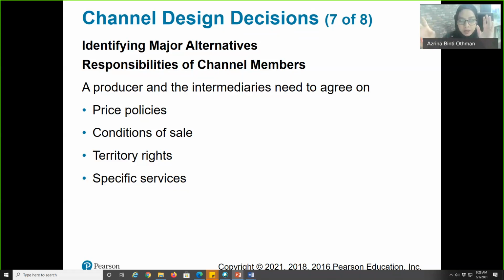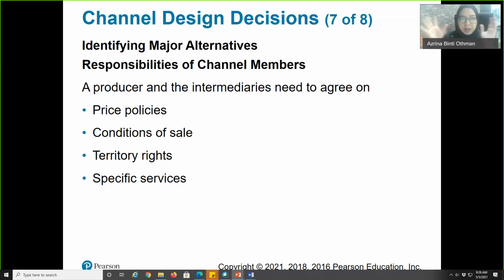Condition of sales. What is the condition of sales? How much that you want to meet the number of sales per month, per year, for 3 years? So you must agree on that. Territory rights lebih kepada location. Territory right based on the location. Ini termasuk dalam contractual agreement, contohnya macam franchise organizations.